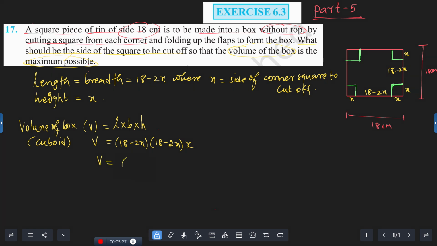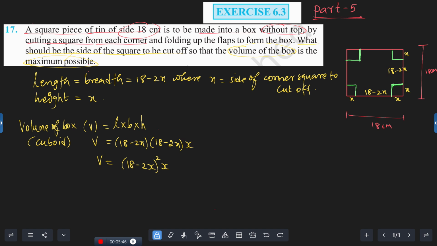Here 18 minus 2x we have twice. So that is 18 minus 2x whole square into x. You have to differentiate this, and you want to say this is the maximum. Means in the double derivative you have to get less than 0.